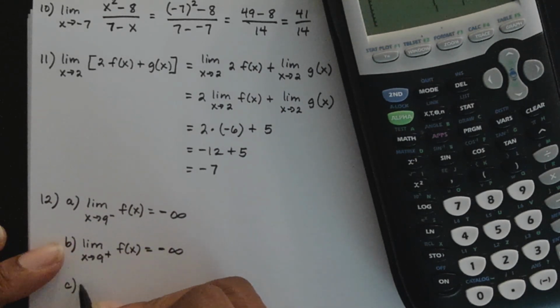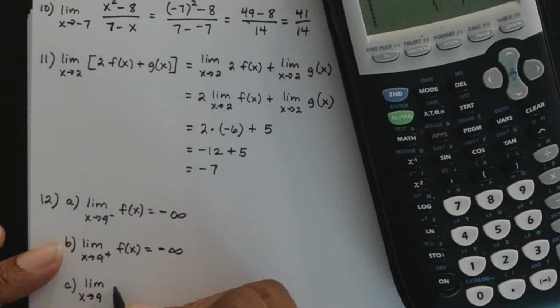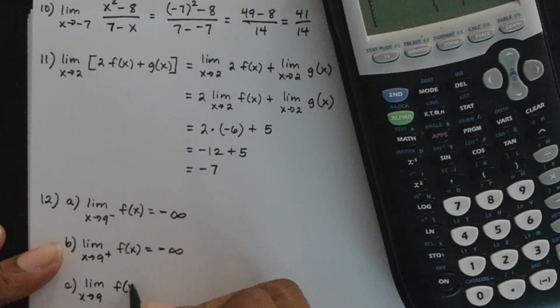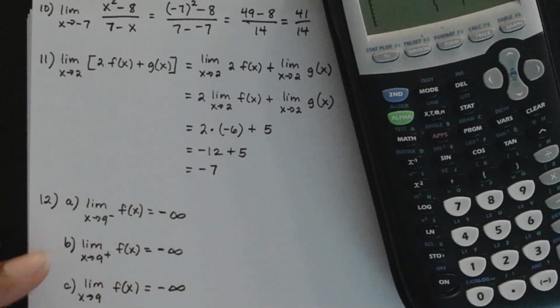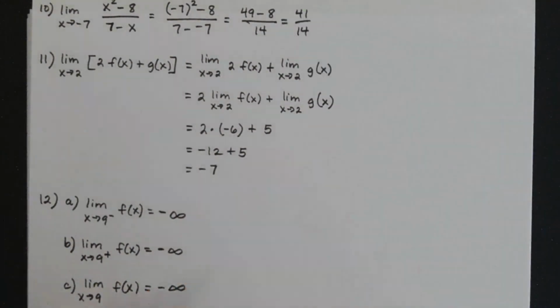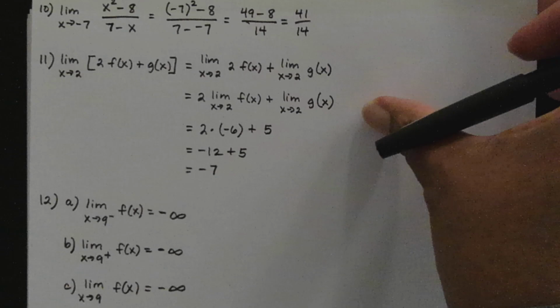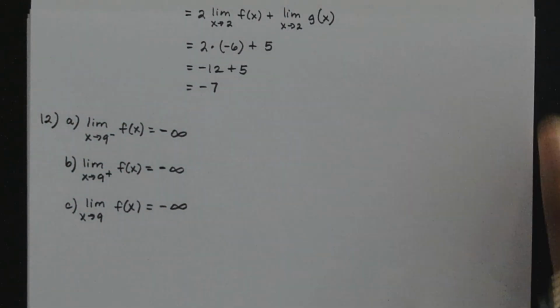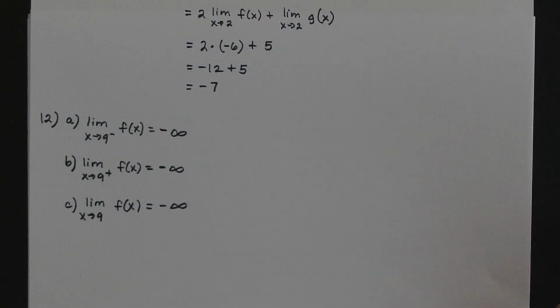And then the limit as x approaches 9 of f of x. Where would that go to? Also negative infinity, because both sides are going to negative infinity, so that means the limit as x approaches 9 of the function f of x goes off to negative infinity. Okay. Are there any questions about problem number 12? Okay.